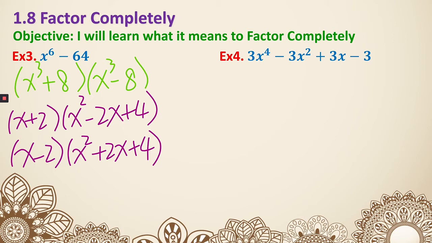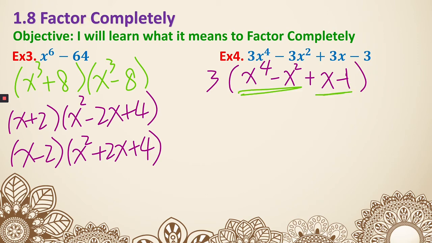Now example 4. First, I see there is a GCF that I can take out, which is 3. So I'm going to take that out. I have x to the 4th power minus x squared plus x minus 1 left. Then I have 4 terms. I'm going to try factor by grouping. So that's going to factor out an x squared. Then I have x squared minus 1 left. For the second part, the GCF is basically a 1, and then I still have x minus 1 left.